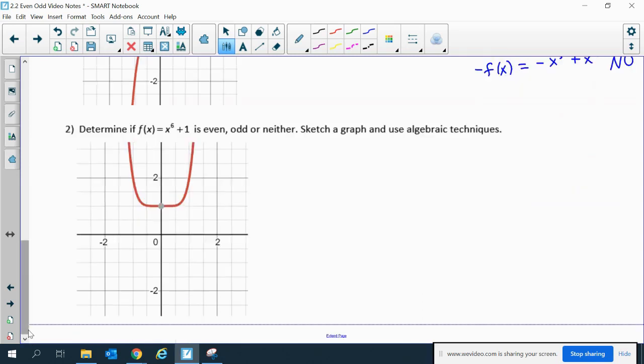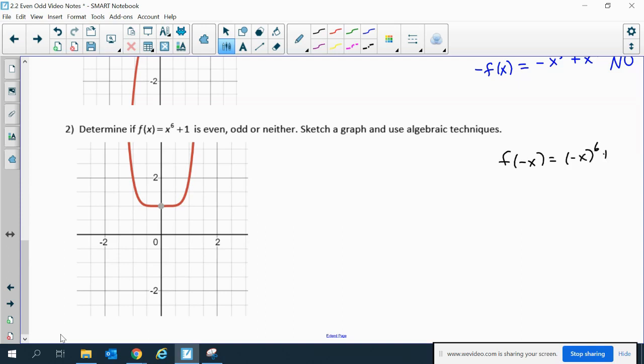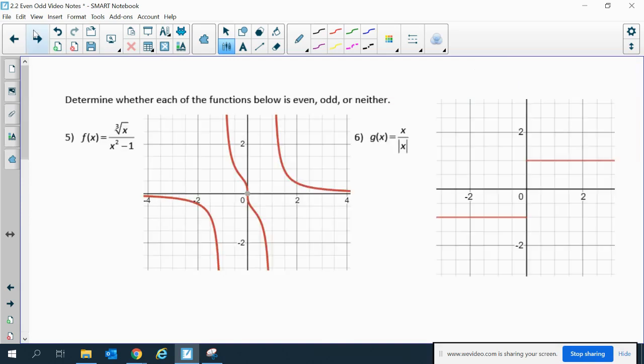Number 2, graphically, it very much looks like an even function. It looks like it flips over the y-axis. Let's double check. So if we have f of negative x, that's negative x to the sixth plus 1. That's the same thing as x to the sixth plus 1, which is the same as the original function, f of x. So that means that's an even function.